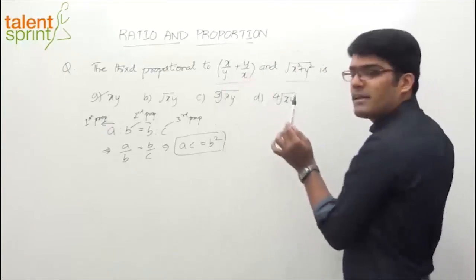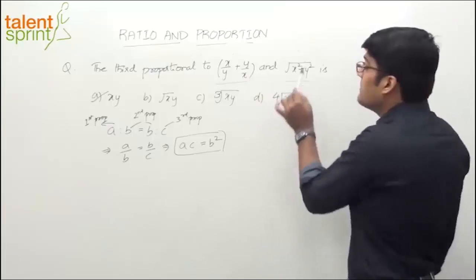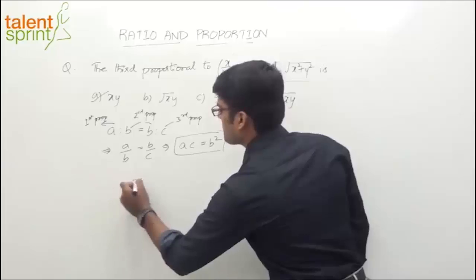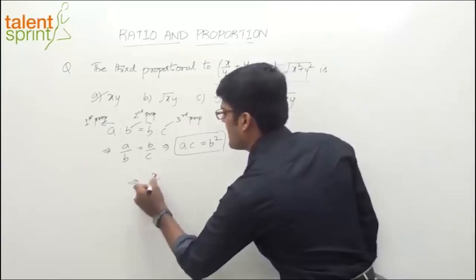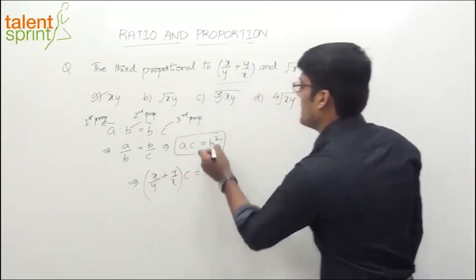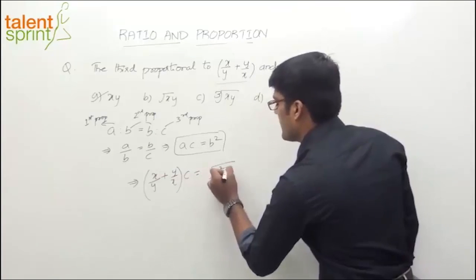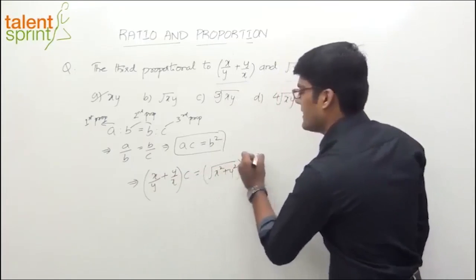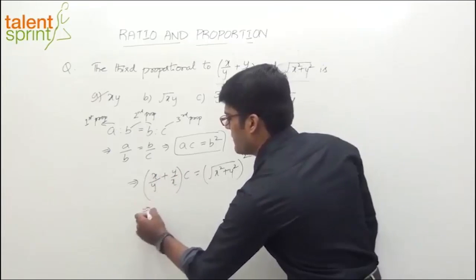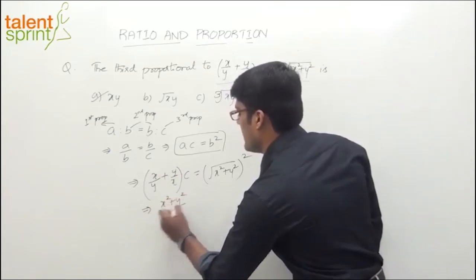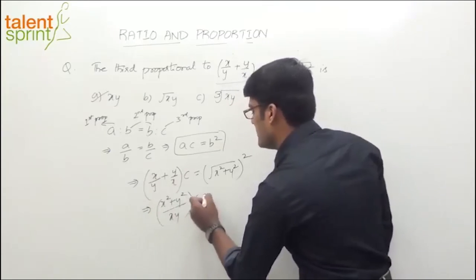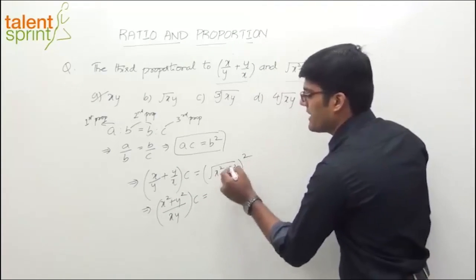So A is x by y plus y by x, B is root over x square plus y square. We need to find out what C is. Just substitute. What do we get? See, A is x by y plus y by x into C, and what is B? Root over x square plus y square whole square. That's it. Simplify now. X into x, x square, y into y, y square. So what do we get here? X square plus y square divided by xy.